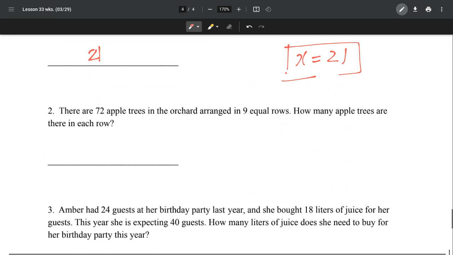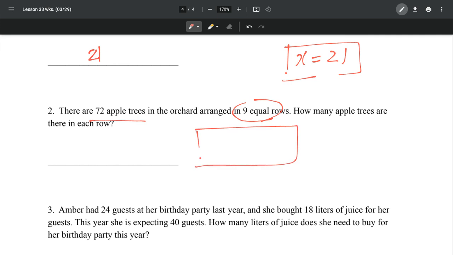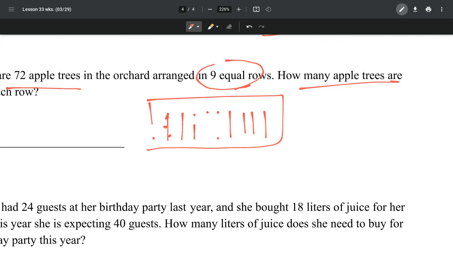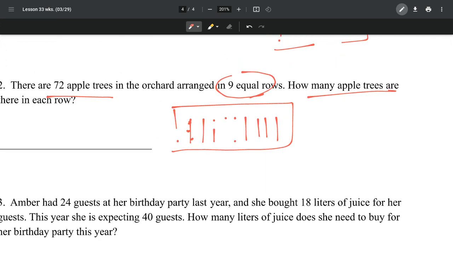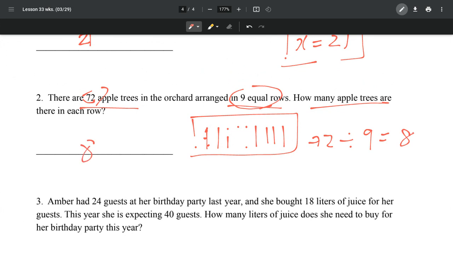Let's look at number 2 together also. There are 72 apple trees in the orchard arranged in 9 equal rows. How many apple trees are there in each row? We want to know how many apple trees are there in each row. If there are 9 equal rows and there are 72 apple trees, we know that we're going to divide 72 by 9, right? And that is 8. So there are 8 apple trees in each row.